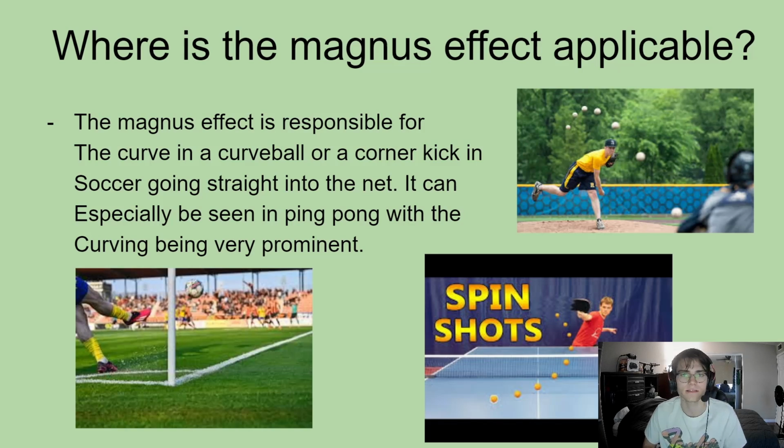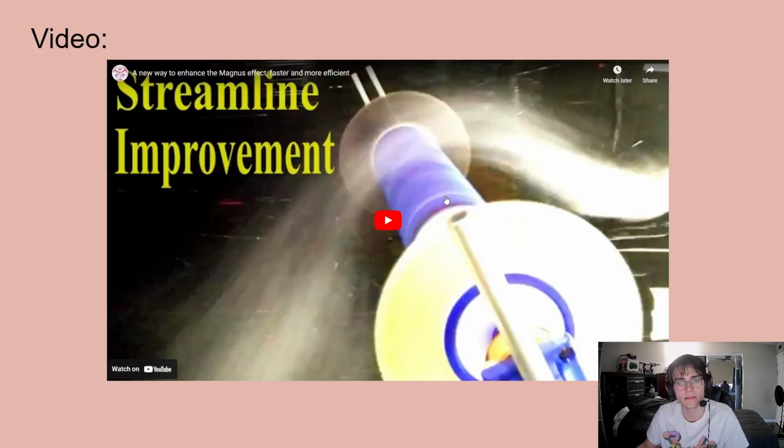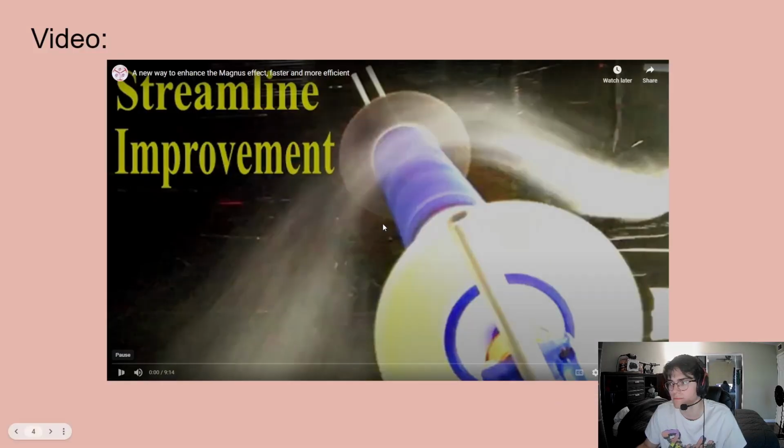Where is the Magnus Effect applicable within the day-to-day? To give you all an example, you can see it in baseball, soccer, ping pong, and it represents the spinning motion of the ball, or the curvature. You can see it in soccer with corner kicks, ping pong with spin shots, and baseball with curveballs. And to demonstrate the Magnus Effect, I have this video for you all.